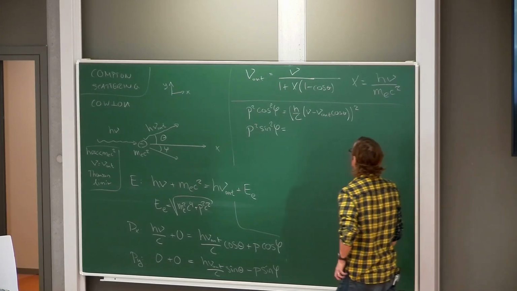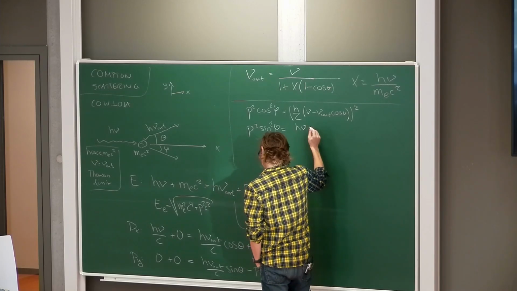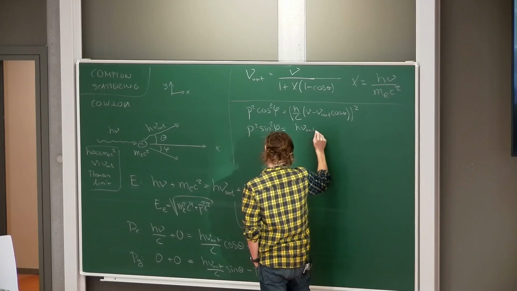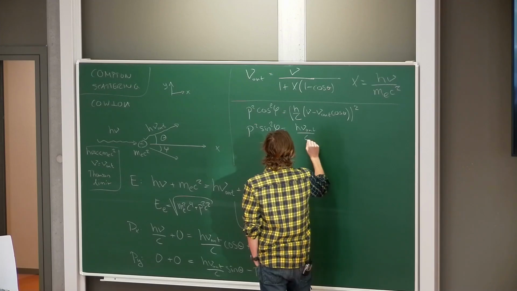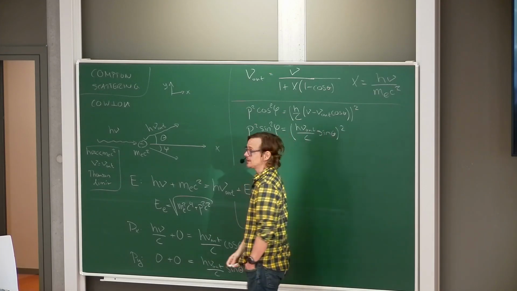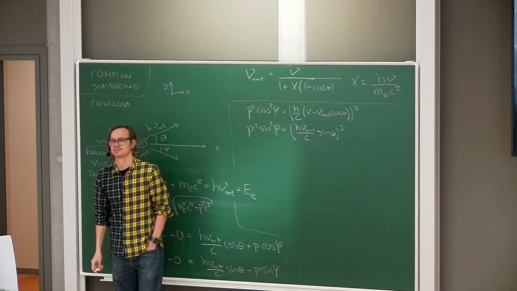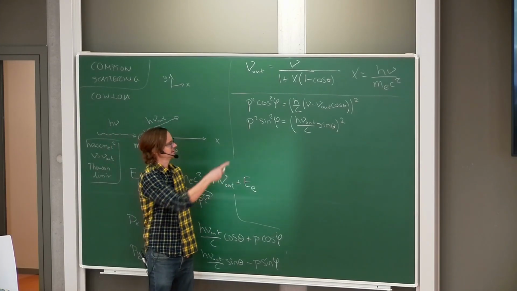Is equal to, and then we had just this term, right? So it's just h nu out divided by c sine theta squared. Here you have to help me because I always mess up the algebra when I do this, believe me. So when you see an error, then say so.